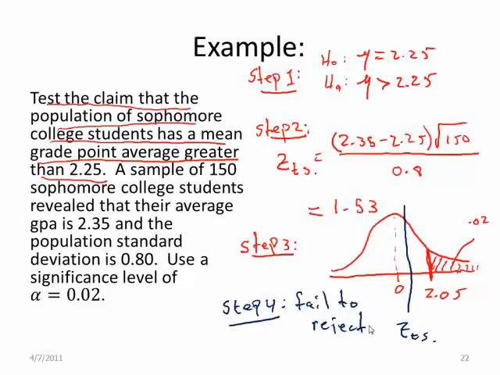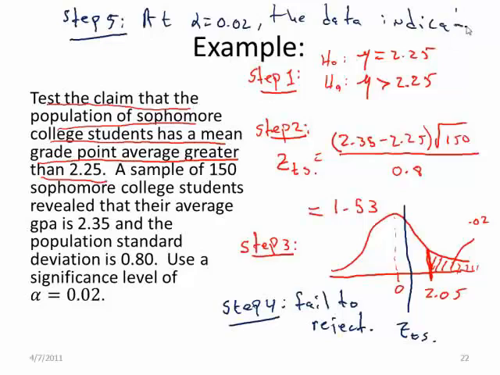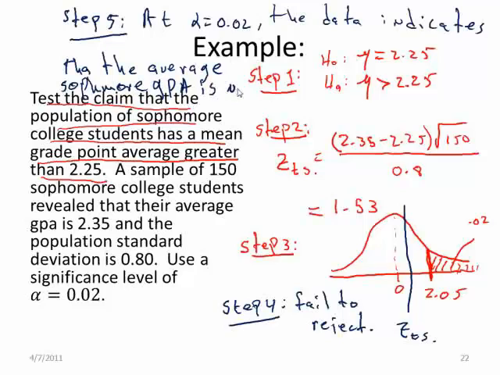So finally, for step 5, to formalize our results, we can say at alpha equals 0.02, the data indicates that the average sophomore GPA is not greater than 2.25.